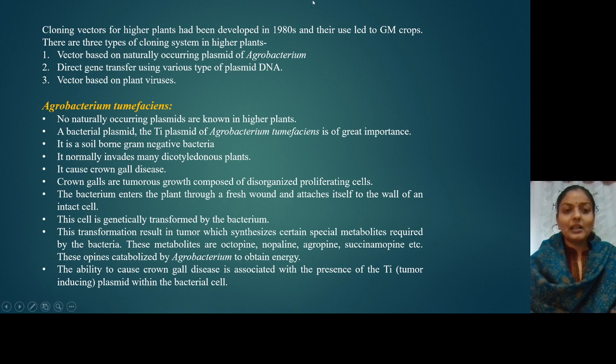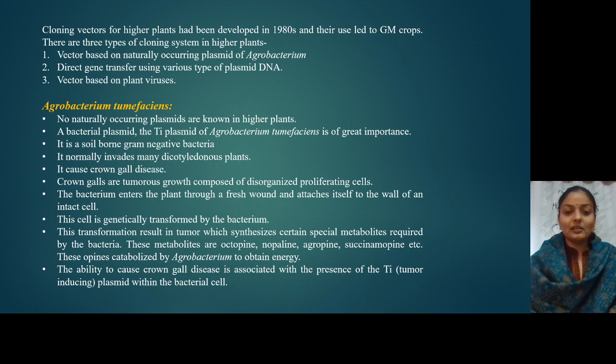Before starting, let's discuss why we are discussing it now. We are discussing cloning vectors for higher plants, and as we know, there is no plasmid present in higher plants, so we have to use some other plasmid as a vector to transfer genes into higher plants. One of them is the Ti plasmid of Agrobacterium. The other strategies which we will discuss further are direct gene transfer and vectors based on plant viruses. Here we are discussing cloning vectors prepared from the Ti plasmid of Agrobacterium tumefaciens.